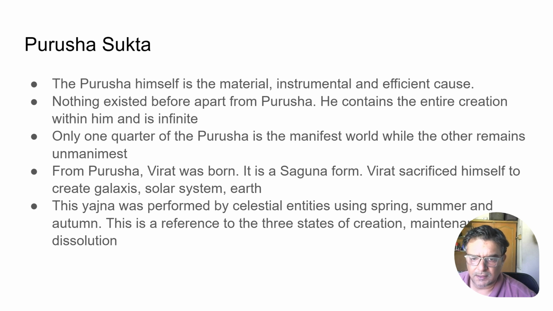storylining. And then the ghee is compared to spring. So in the yajna, spring is offered as ghee. Summer and autumn are oblations. So this, in a way, is a reference to the three states of creation, maintenance, and dissolution in allegorical form.